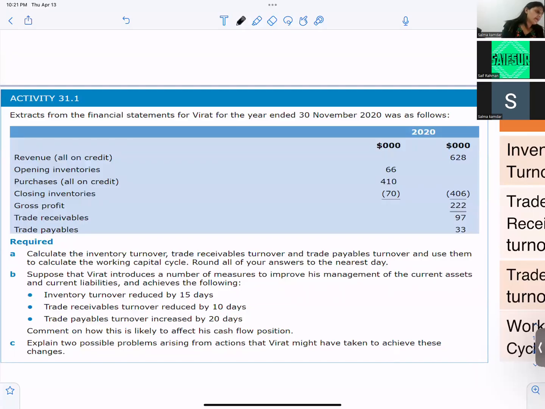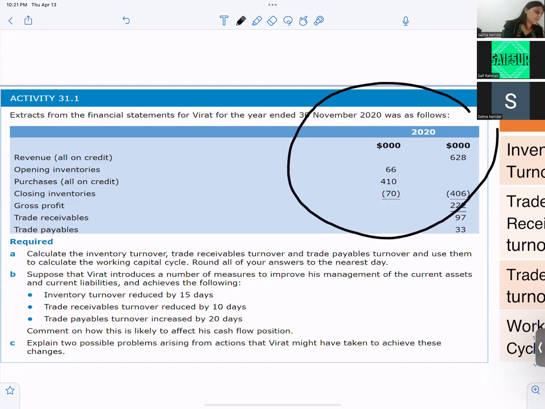You have to find the working capital cycle ratio over here. That means you have to find the inventory turnover ratio, the trade receivable turnover ratio, the trade payable turnover ratio. This plus this minus this, you will get your working capital cycle period in days.